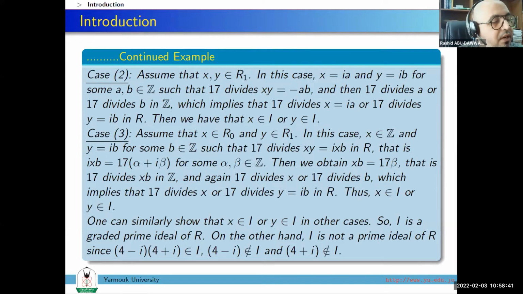Of course, one can similarly show that x belongs to I or y belongs to I in the other cases. So in fact, we prove that I is a graded prime ideal. On the other hand, I is not a prime ideal because I can choose two elements from R which are not homogeneous, 4 minus i and 4 plus i. If you take the product, it will be 17, so it belongs to I, but neither 4 minus i belongs to I, nor 4 plus i belongs to I. So this is an important example of a graded prime ideal which is not a prime ideal, and this makes our work worthy of studying in this course.